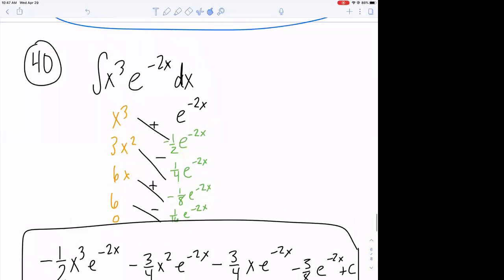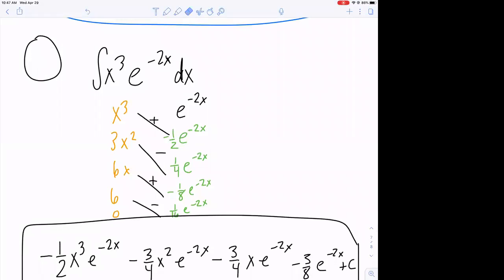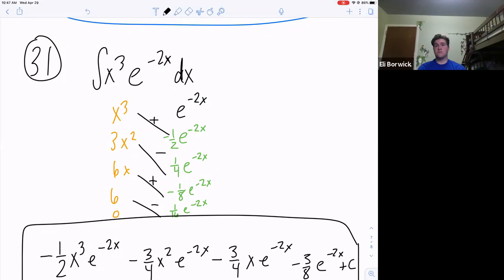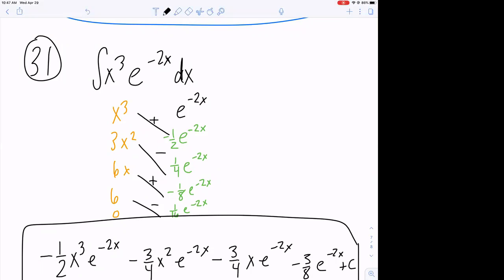Wait, this is not number 40. What am I even doing? What in the world? I just can't even handle my life. Okay. But I'm putting a number 40 on here. Oh, for you guys later. There we go. I'm gonna add a 40.